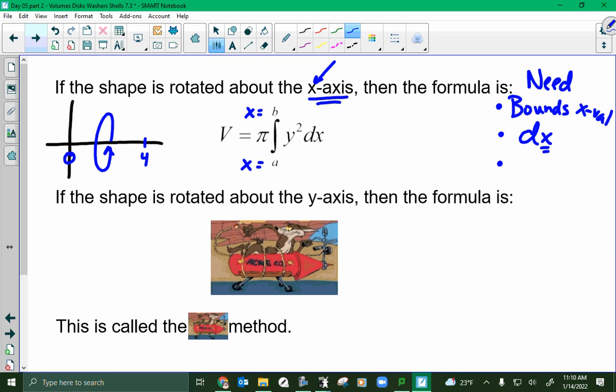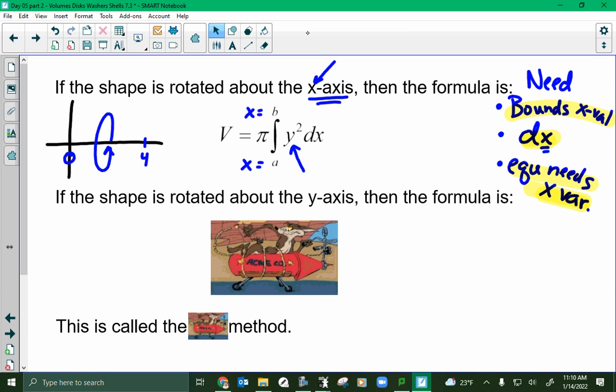Okay? And last but not least, the equation that you integrate needs the x variables in it, which means you need x's everywhere. If you're rotating around the x-axis, you need x's everywhere. That's the easiest way to remember it. Your bounds should be x values. You need dx. That means if you have dx, your equation needs to have x variables.